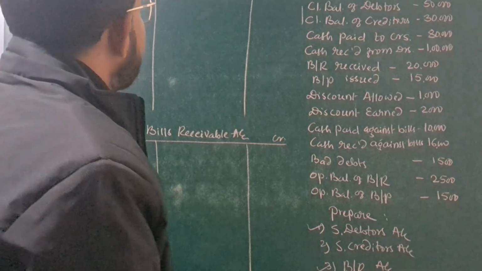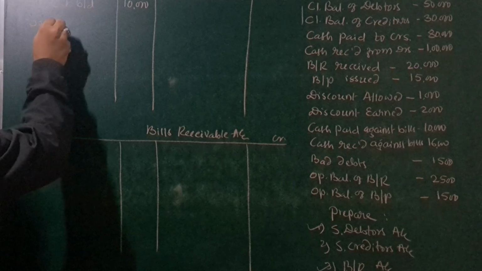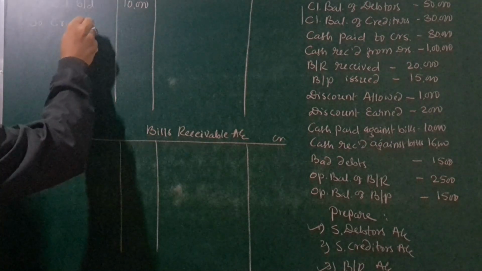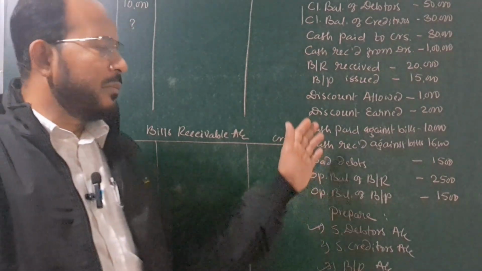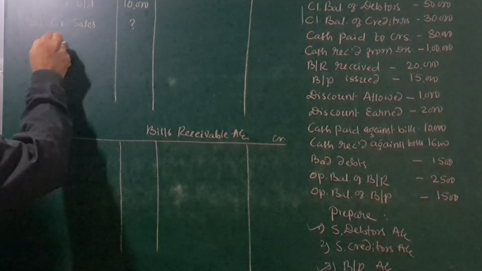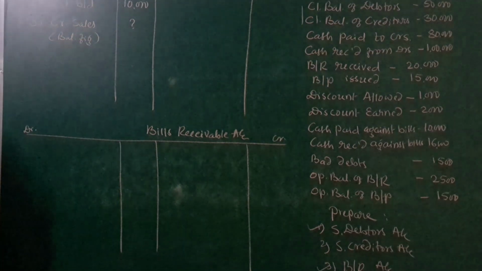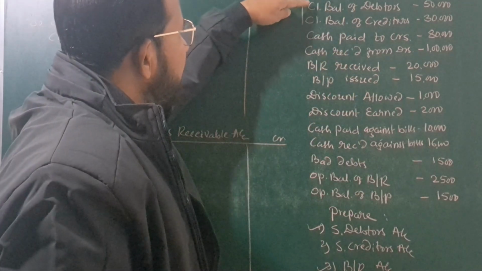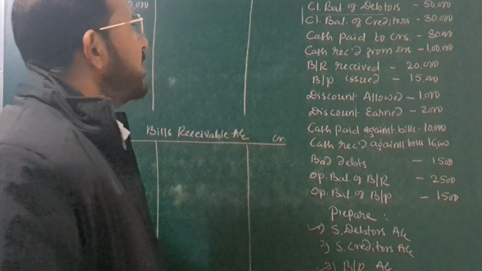Next one is here on the debit side. The next important item which we show here is credit sales, but this credit sales is not given in the problem. We have to find out credit sales. This is the balancing figure for us. We are going to find this one. Just go through the other things. Here closing balance of debtors is given. This we have to take at the end.